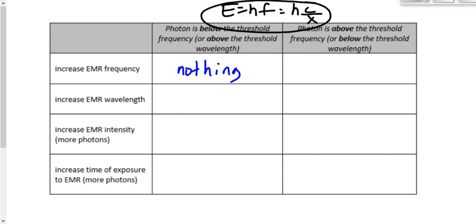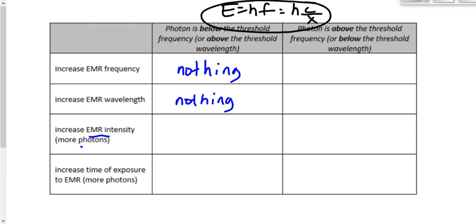What if we increase the wavelength of the EMR when we're below the threshold frequency? What happens? Nothing happens. What if we increase the intensity of the EMR? And the intensity just means more photons. So instead of having 1 flashlight, you have 2 flashlights.